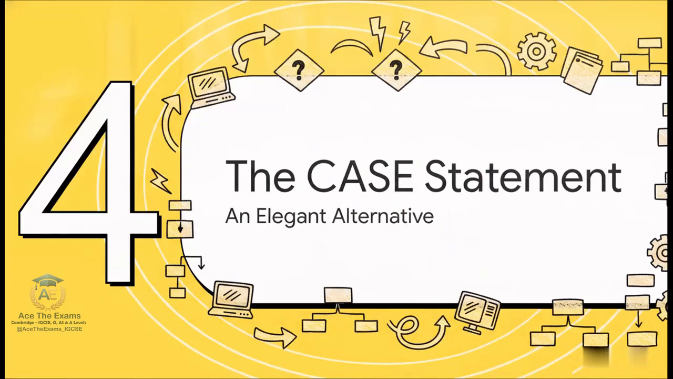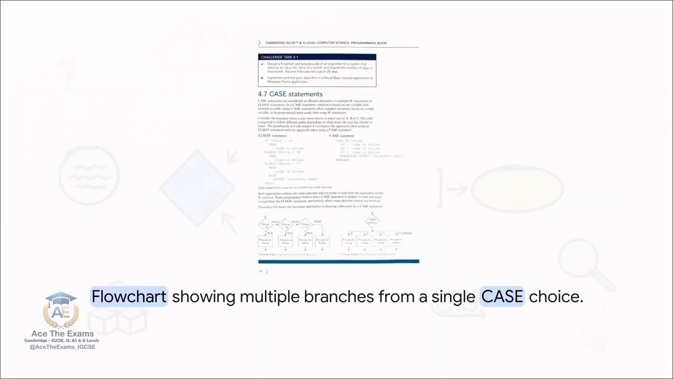Which brings us to part 4, the case statement alternative. Take a look at the routing logic here. Notice something slightly different? Instead of a diamond that only gives you two paths, this setup beautifully routes a single variable into multiple possible branches, like A, B, C, and even a default otherwise path if nothing matches. This is what we call a case statement.